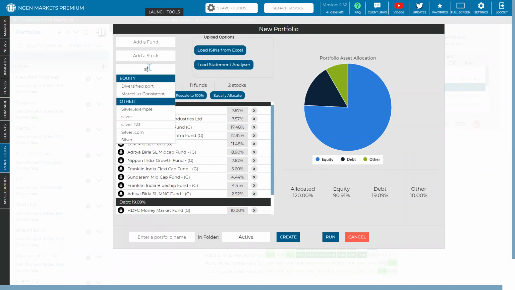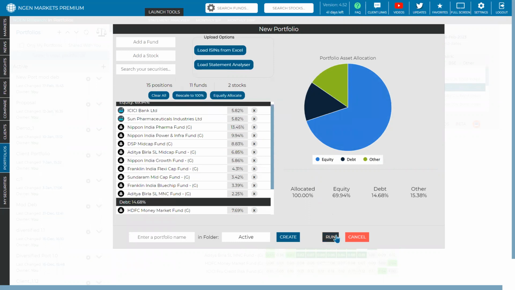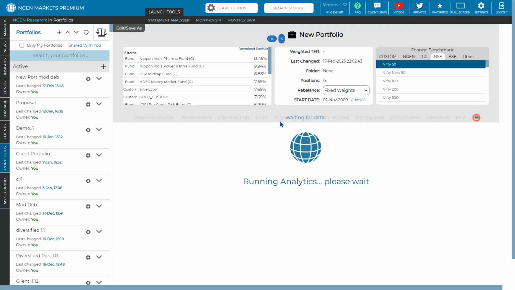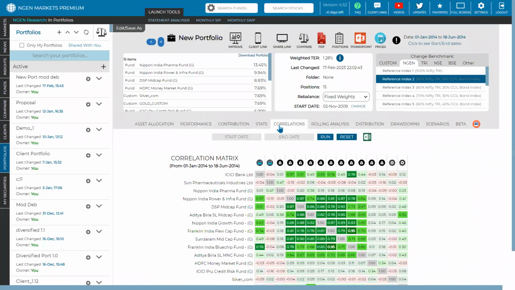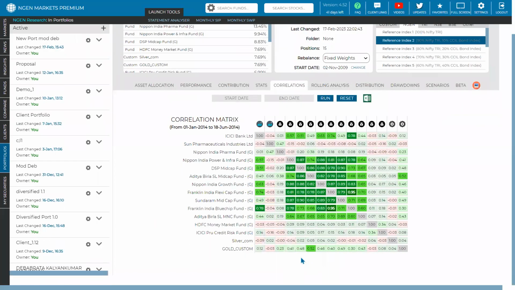Yeah. So what I'm doing here is that what I've added here as a commodity, I'm going to run it in our system. And once I run it, I can then check my correlations. Now, with this kind of analysis, you can definitely see how gold is correlating with the others.